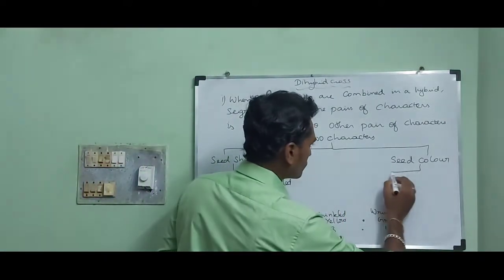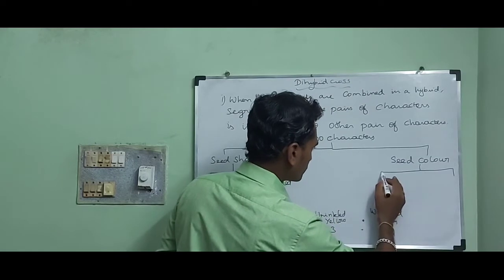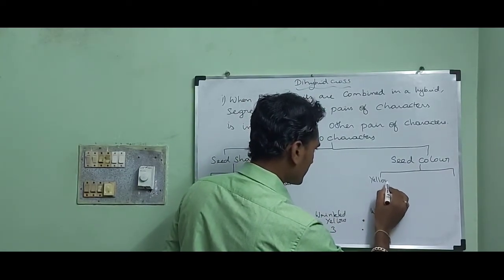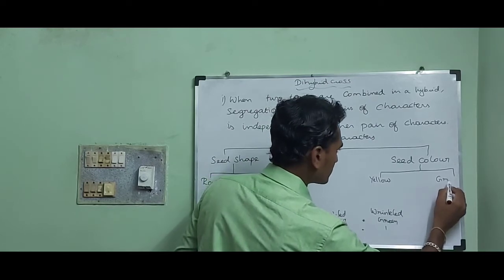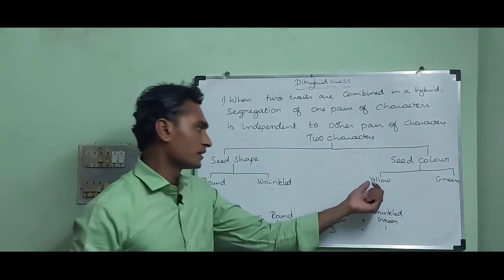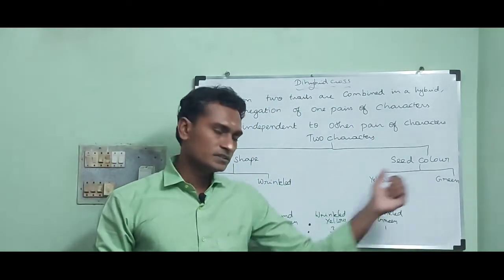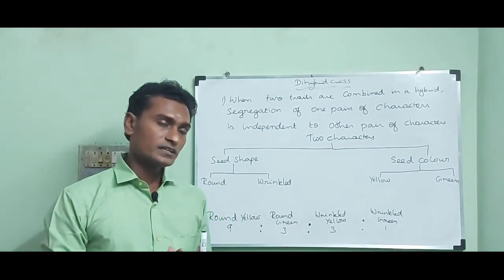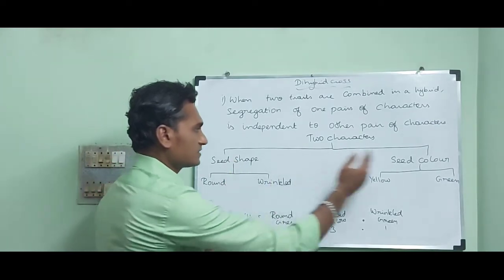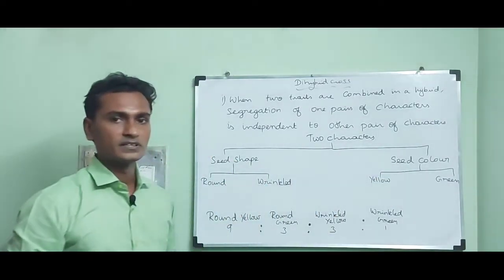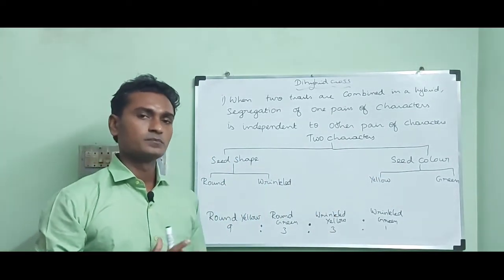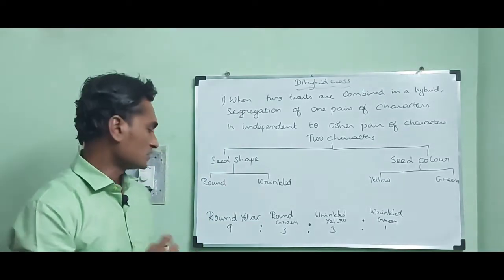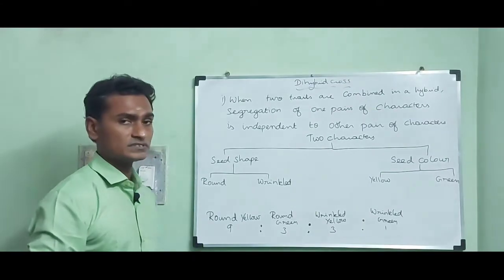Here also we have two possible traits. They are yellow and green. Here the yellow color is dominant over the green color. So as I told you earlier, Mendel considered each character independently. Now I am going to count the proportion of the round trait.